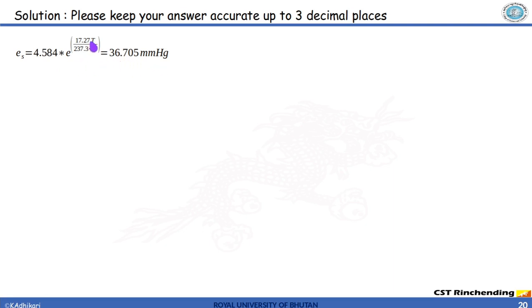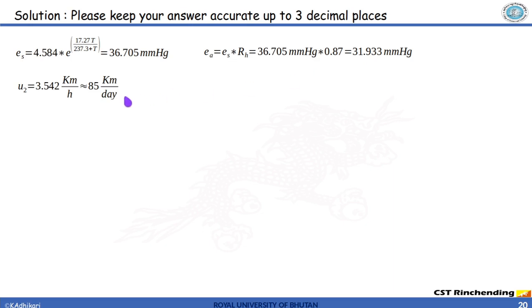So when I substitute the value of temperature in degrees centigrade, please be careful where you have to put in degree centigrade and where you have to put in degree Kelvin. So here I put in degree centigrade. Likewise, I can calculate the value of actual vapor pressure, which is nothing but the saturated vapor pressure times the relative humidity, and I get the value 31.933 mmHg. Likewise, I'm converting the velocity from kilometer per hour to kilometer per day.